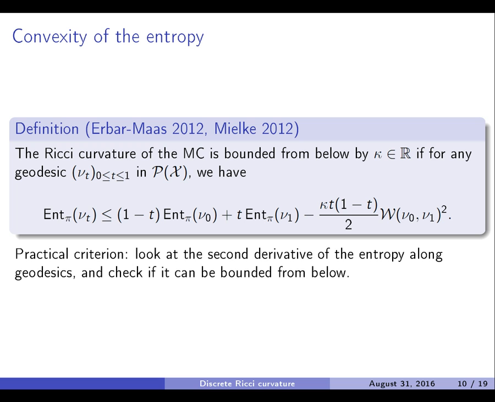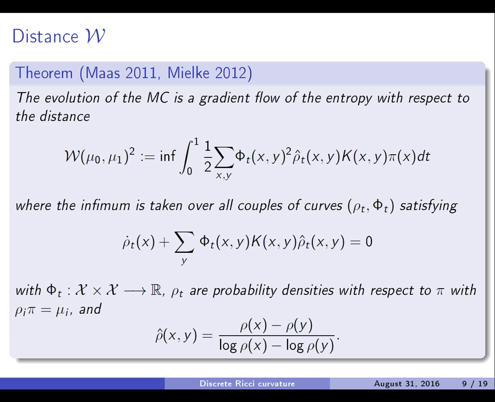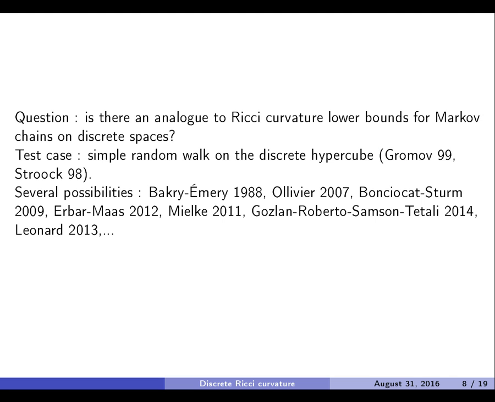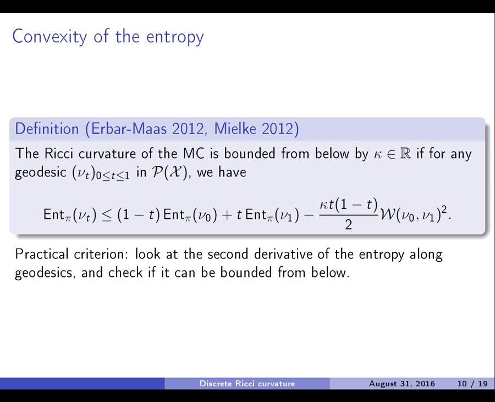And in the continuous setting, when you compute the second derivative, because of the Bochner formula, you end up with the Ricci curvature tensor. In the discrete setting, you don't have this. And indeed, because the metric is non-local, the quantity you end up with won't be local either. Here the action is not linear in the measure, the probability density rho. So the second derivative of the entropy is not linear in the measure, and you get more complicated expressions to check than in the continuous setting.